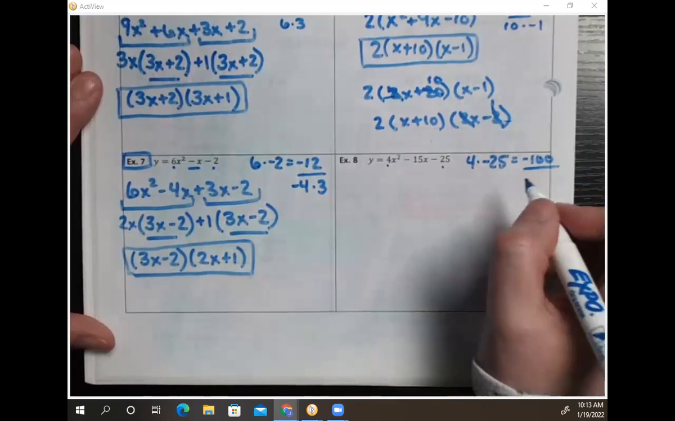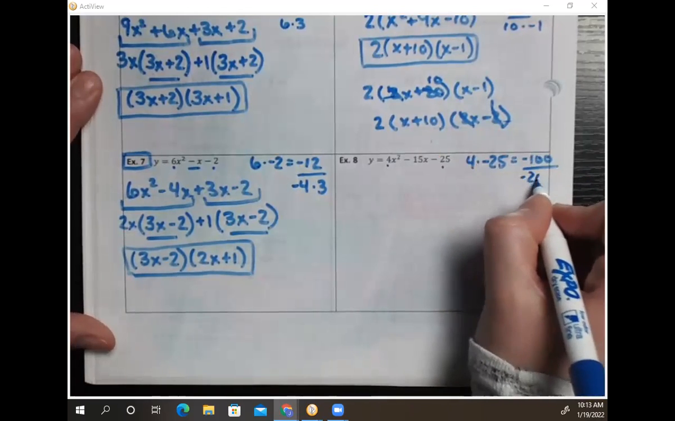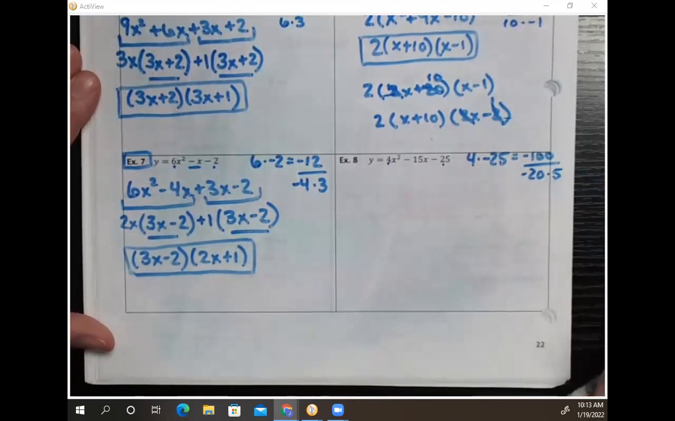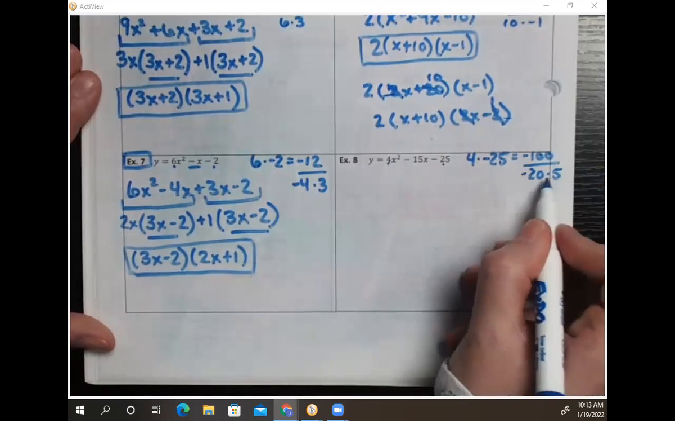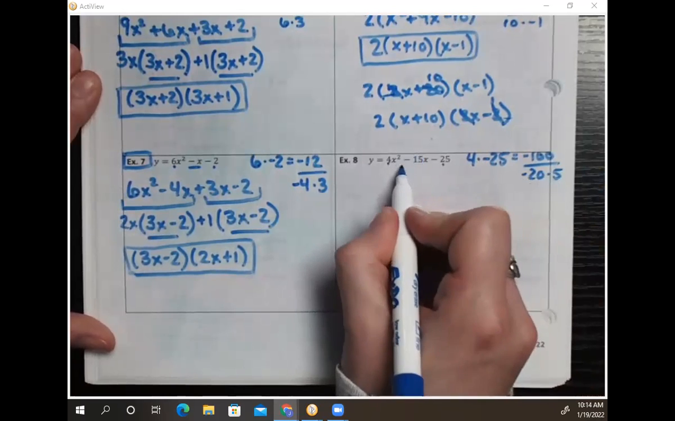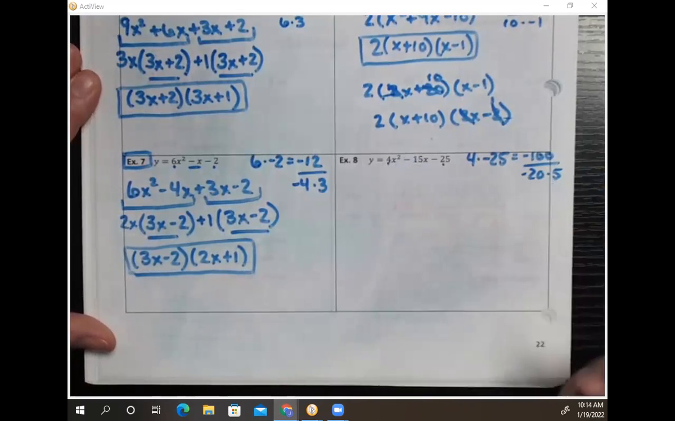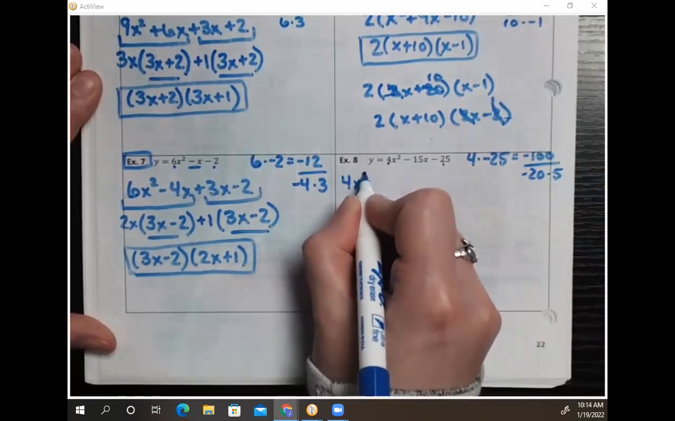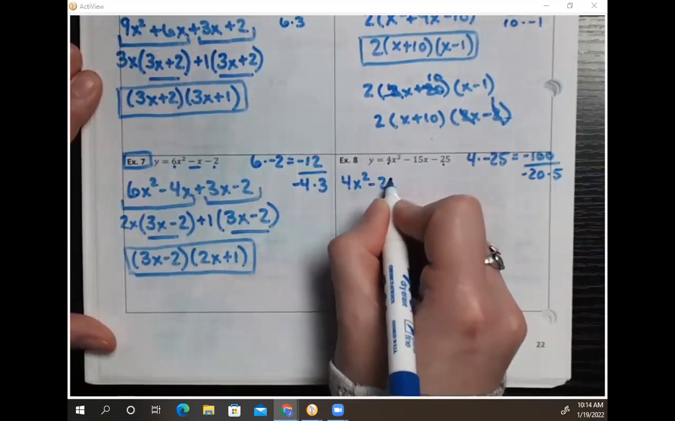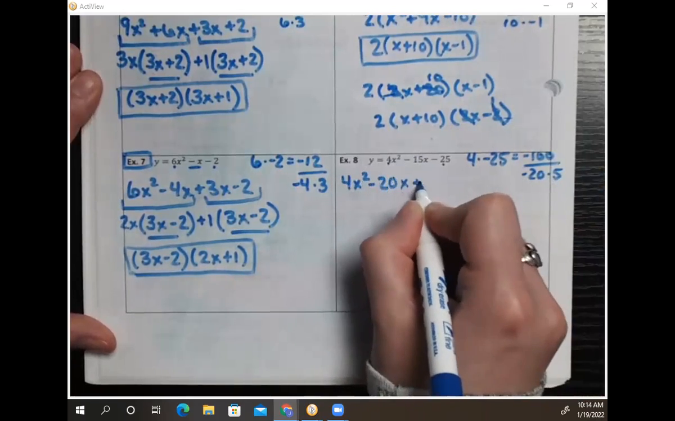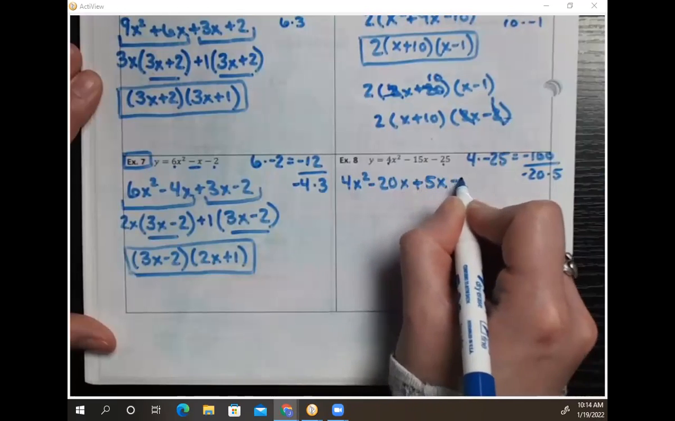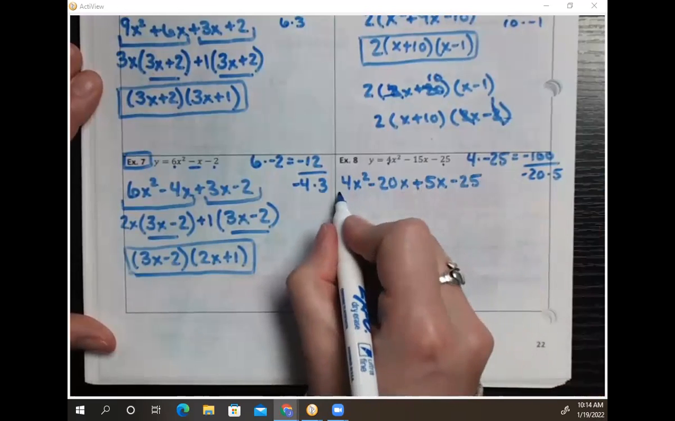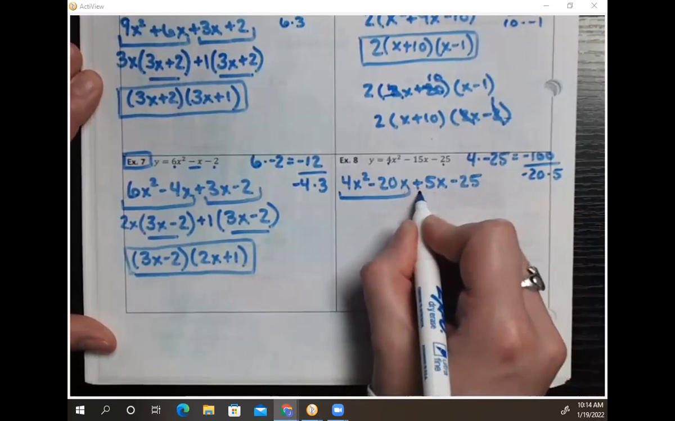For this guy, I'm going to want negative 20 and 5. 20 times 5 gives me 100. To get negative 100, one of them needs to be negative. To add to negative 15, I want negative 20 and 5. So this would be 4x squared minus 20x plus 5x minus 25. And then we split this into groups.